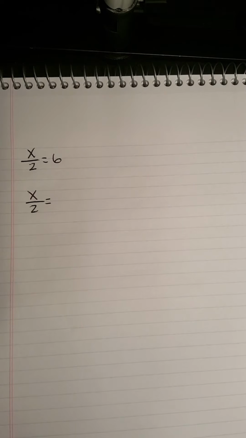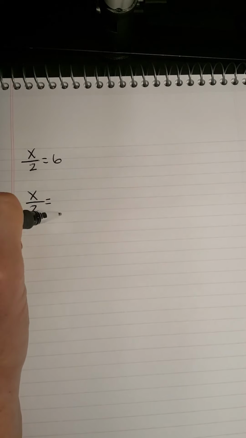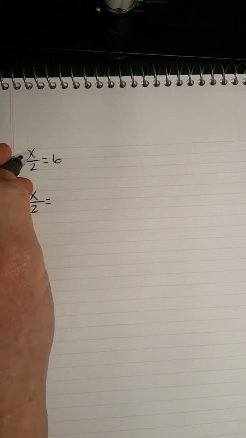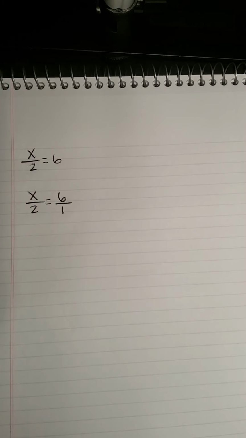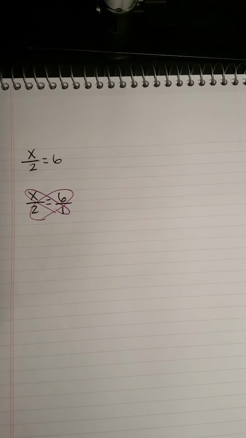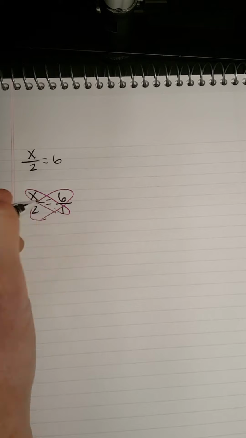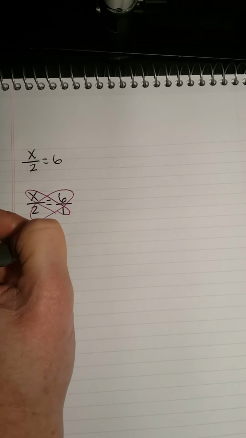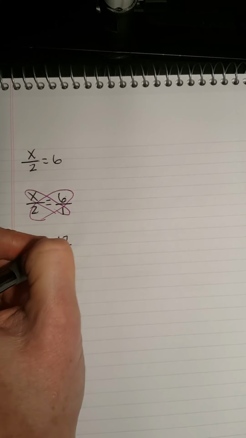If you're already exposed to proportions now, set this up as a proportion, which just means that I set it up as a fraction equal to a fraction. So I'm just going to bring this piece down and set 6 over 1 because it's a whole number. Whole numbers always go over 1. Then you cross multiply here and here in order to solve this. So I have x times 1, which is just x, or 1x, means the same thing, and 2 times 6, which is 12.